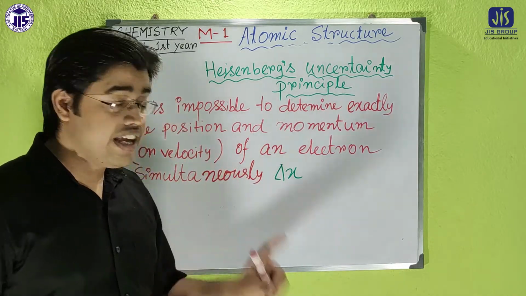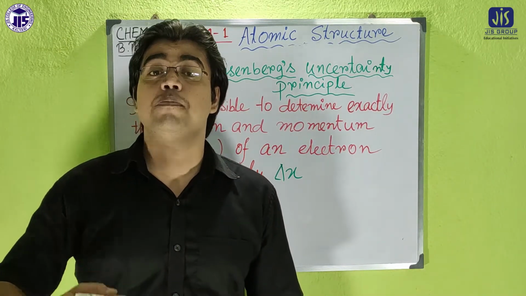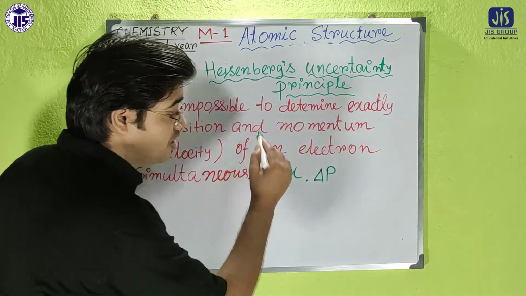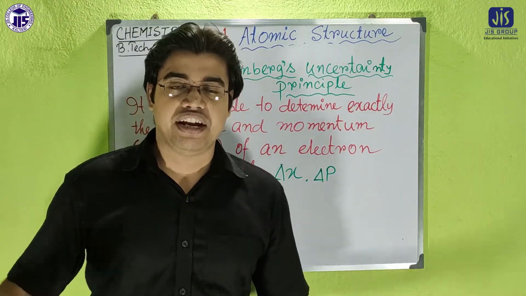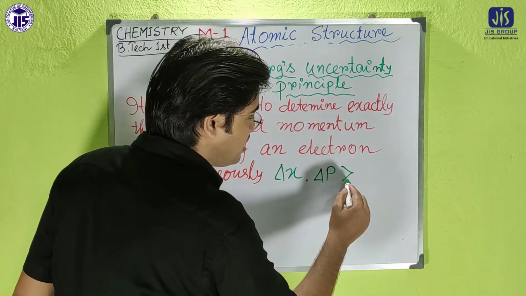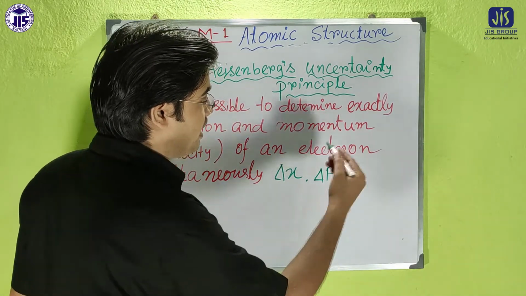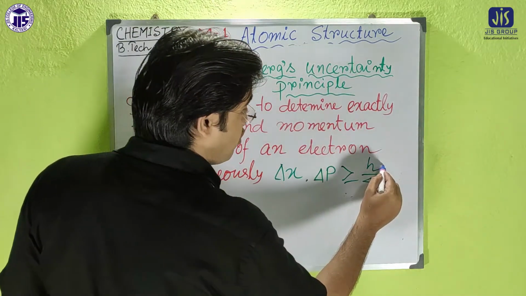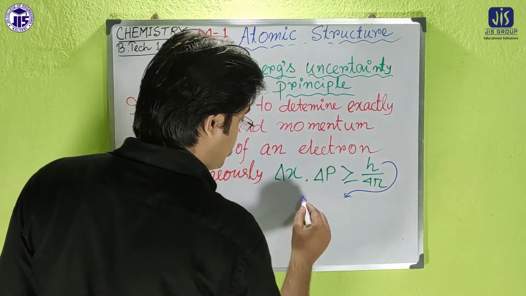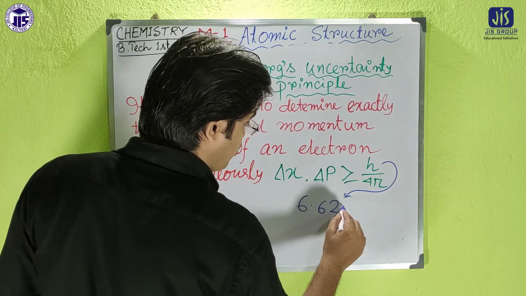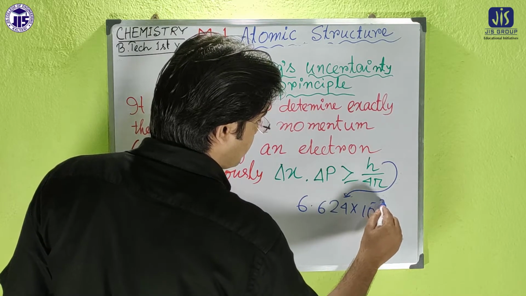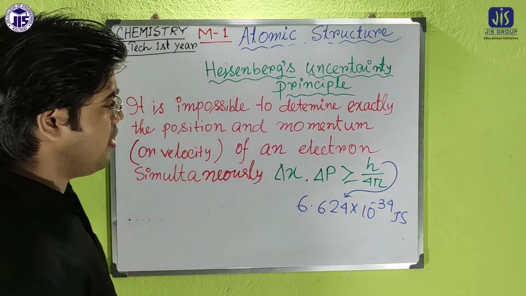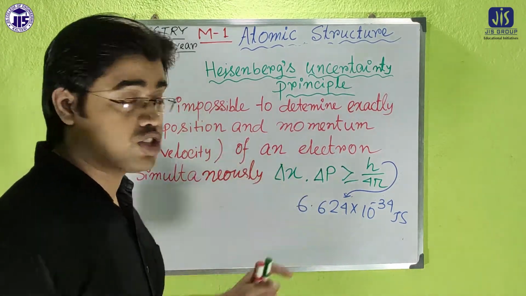If delta x is the uncertainty in measuring the position of an electron, and delta p is the uncertainty in measuring the momentum at a time, then according to the Heisenberg uncertainty principle, delta x into delta p is greater than or equal to h by 4 pi. What is the value of the Planck constant? Planck constant equals 6.624 into 10 to the power minus 34 joule second.